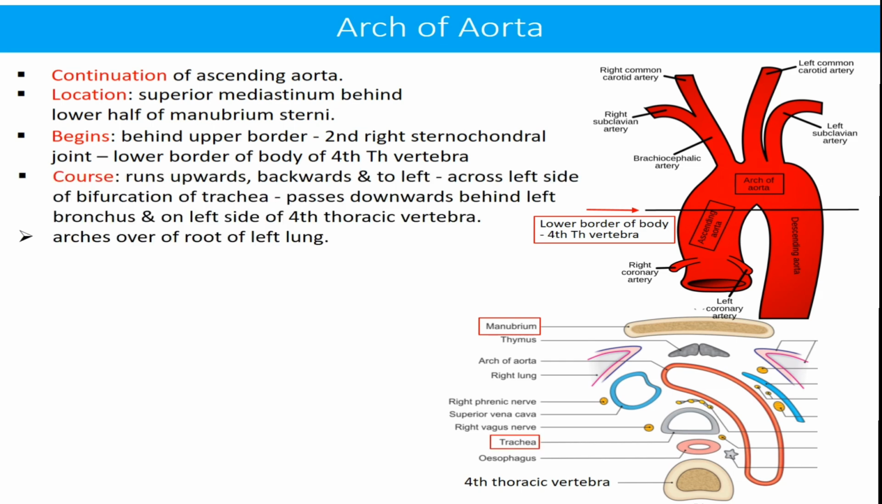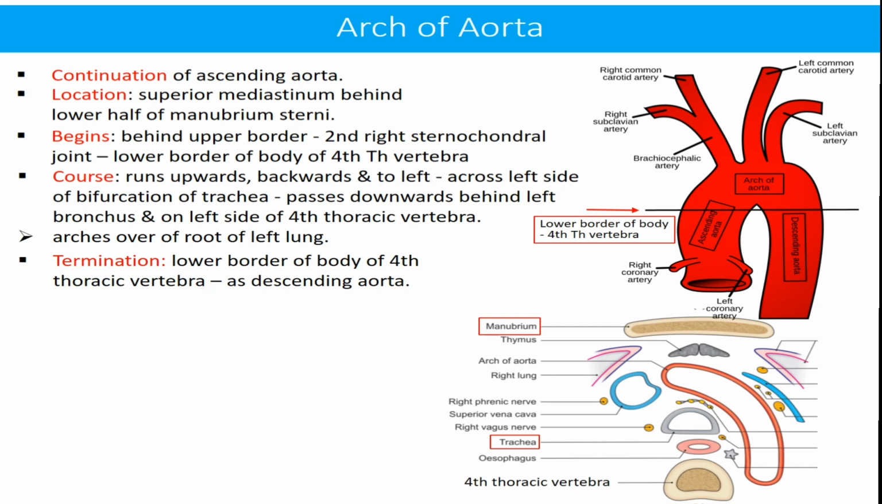Arch runs upward, backward, and to left across left side of the bifurcation of trachea and passes downwards behind left bronchus and on the left side of fourth thoracic vertebra. Hence, it arches over the root of left lung. Arch terminates at the lower border of body of fourth thoracic vertebra as the descending aorta.